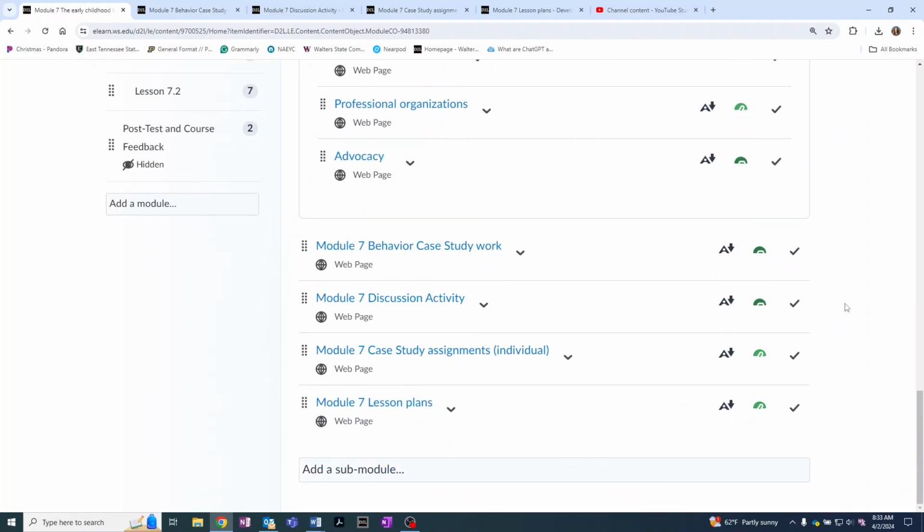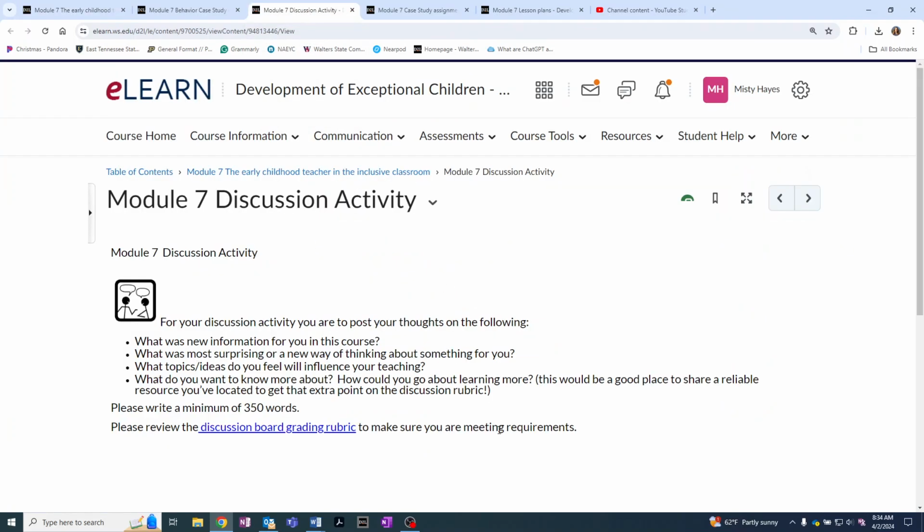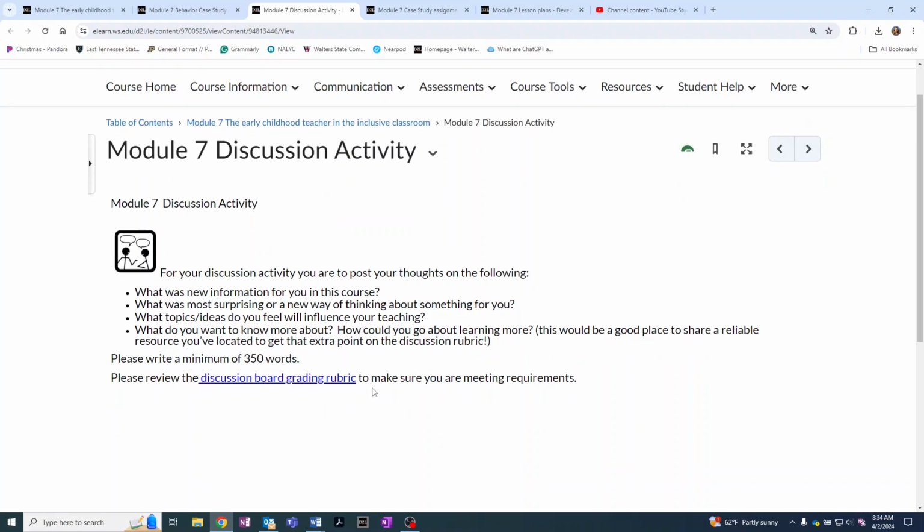So, getting into the assignments, here's how you're going to be assessed. Okay. So, the first thing I want us to look at is let's just jump into the discussion activity first. The discussion activity is really looking at the modules that you've been doing as a whole, right? So, the course. And you can get to the discussion by going to communication and hit discussion. And you have to scroll down to where it says Module 7.